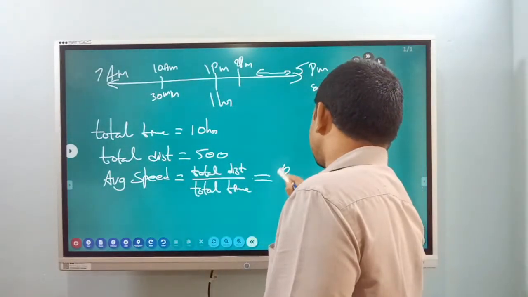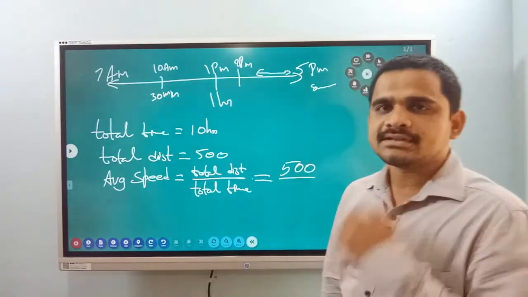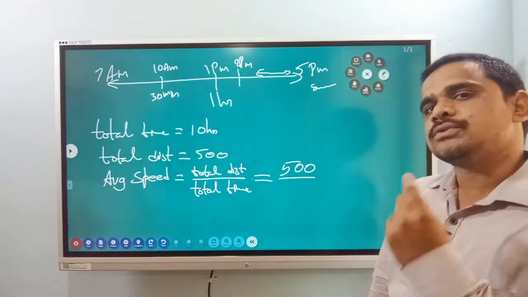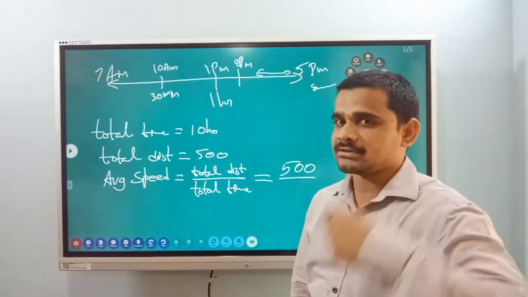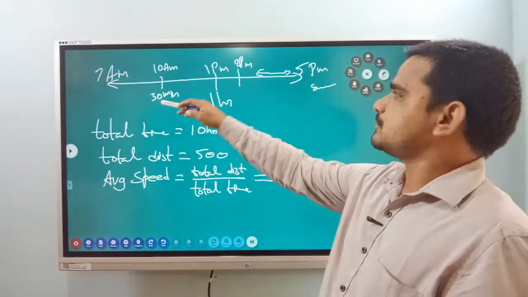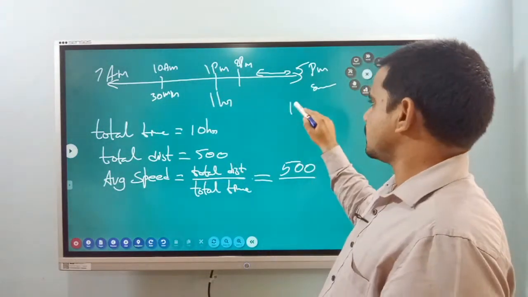500. Total distance traveled is 500. Correct? What is the total time of journey? Sir, total time of journey from 7 o'clock to 5 o'clock means it's 10 hours. Okay, accepted. 10 hours.